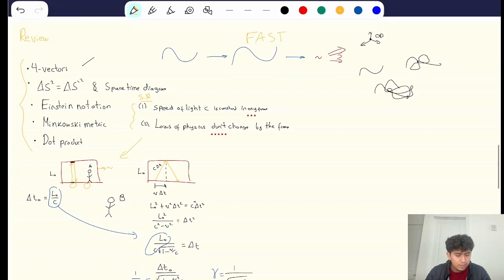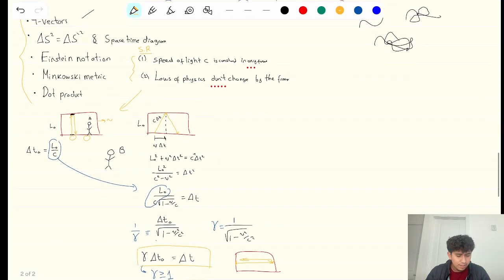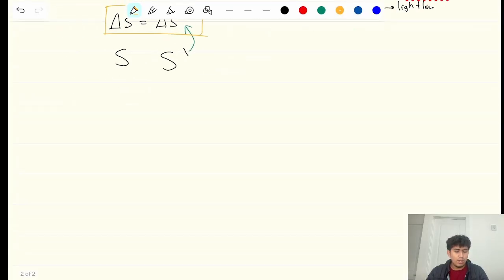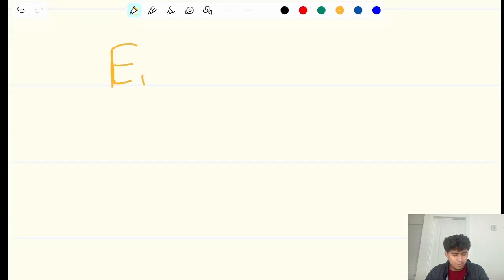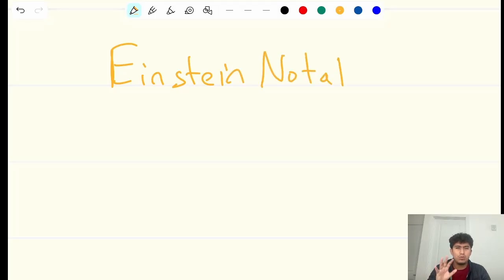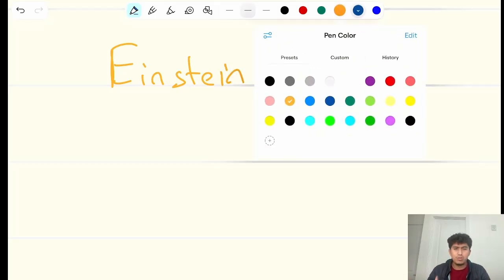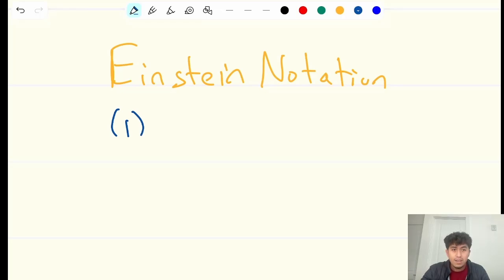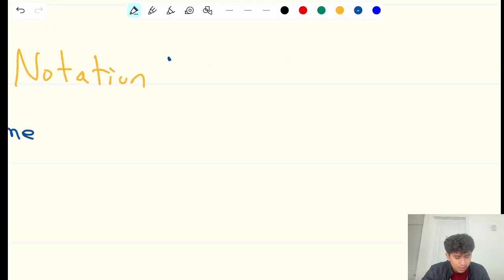Now let's go with a space-time diagram. We covered that already, and then Einstein notation. So Einstein notation, that was a big confusion. It's much simpler than it seems. You just have to get used to how it works. There are two rules. First rule, there's going to be exactly two of the same index. But let me show you what it is first.